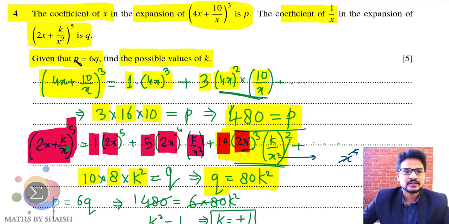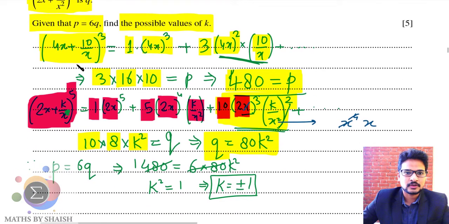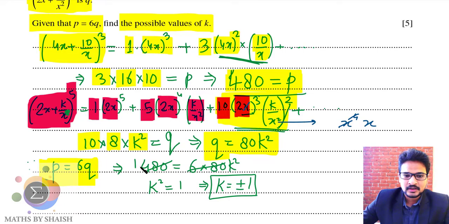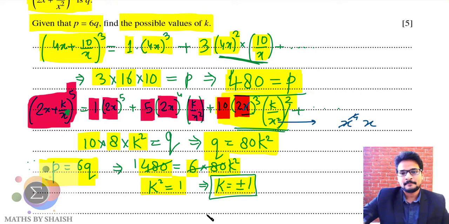Now the next condition is p equals 6 times q. So if p equals 6 times q, then p is 480 equals 6 times 80k squared. 6 times 80 is 480, so k squared is 1, which means k equals plus or minus 1. So I believe it is fine. Let's do the next question.